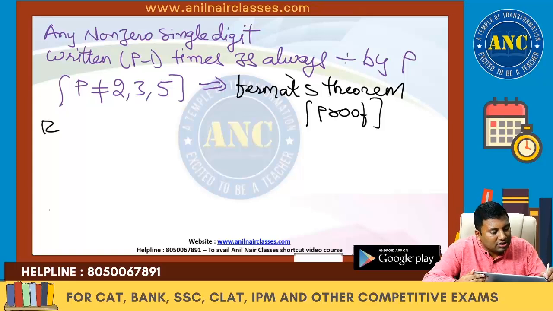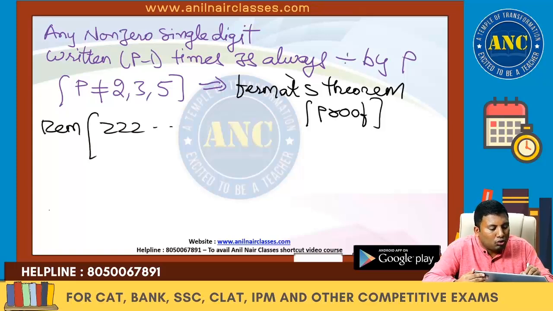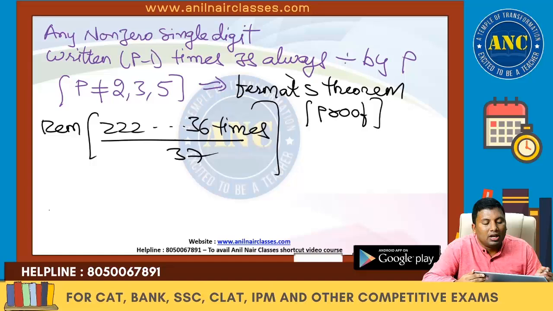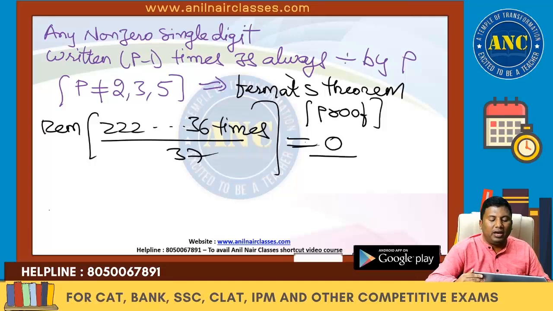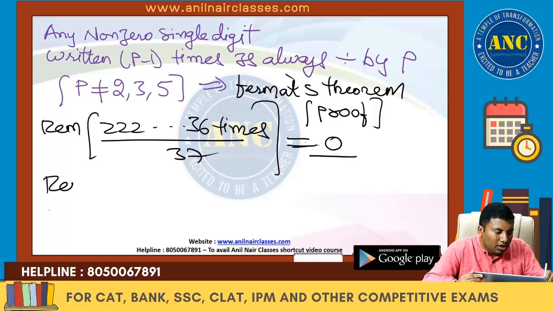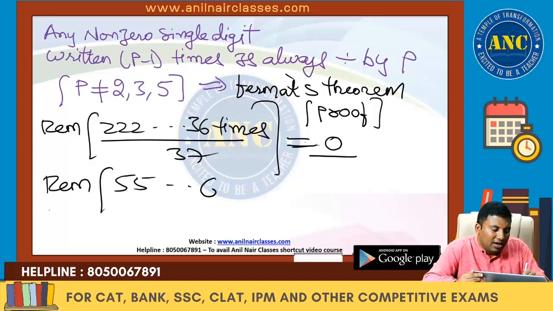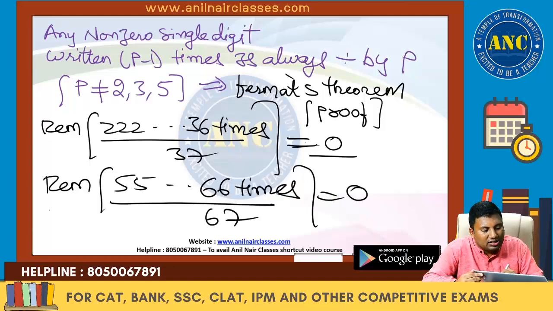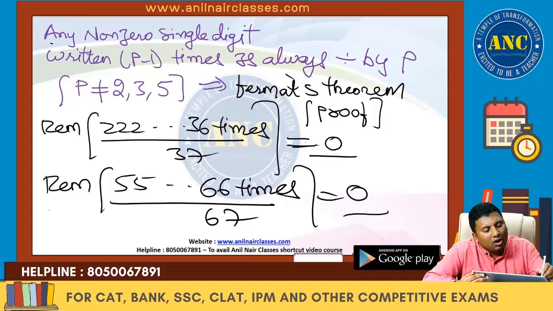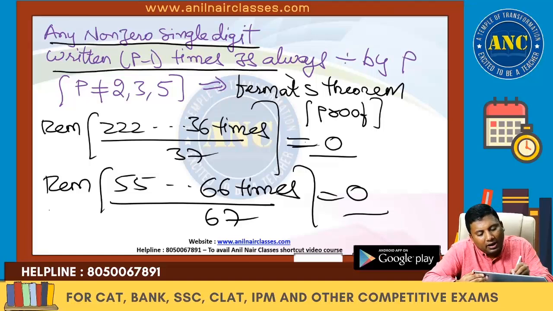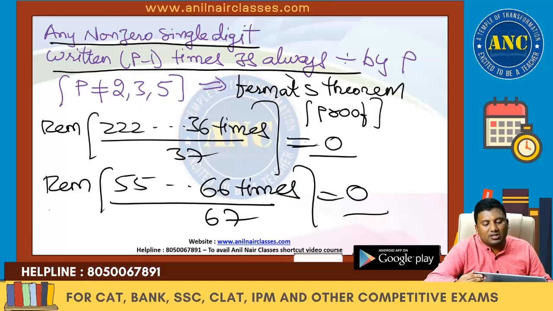Once you know this concept, the remainder when 2 written 36 times is divided by 37 is 0. Any single digit written p minus 1 times is always divisible by p when p is prime. Are you all with me? 5 written 66 times when divided by 67, the remainder is again 0. Any non-zero single digit written p minus 1 times is always divisible by p, where p is not equivalent to 2, 3 and 5.